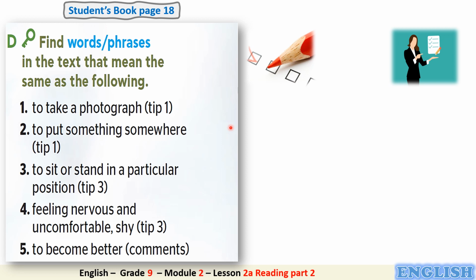Okay, my students, now let's check your answers. The first one, to take a photograph. In tip number 1, what is the word or the phrase that means to take a photograph? Excellent, my students. Shoot. Number 2, to put something somewhere. Also in tip number 1. Very good, my students. The word place, and it is a verb here.